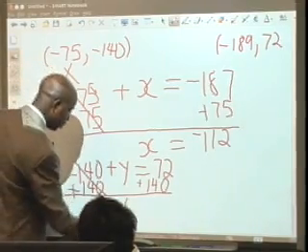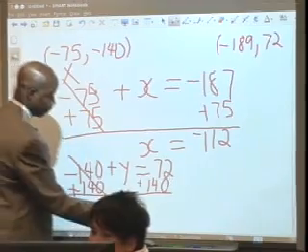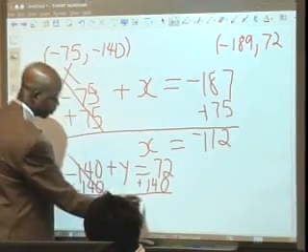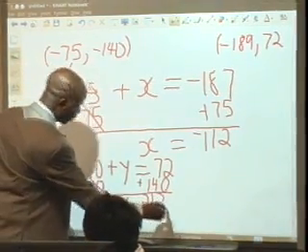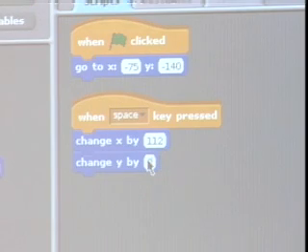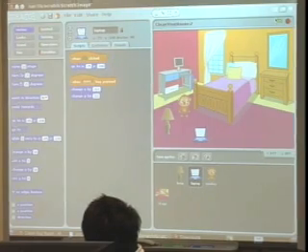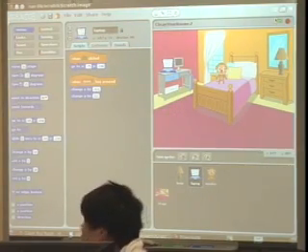Cancel. 212. All right, very good. Now, if they're not sure, we're going to try it. 212. So we'll click the green flag. We start off with a messy room. One click of the space bar.